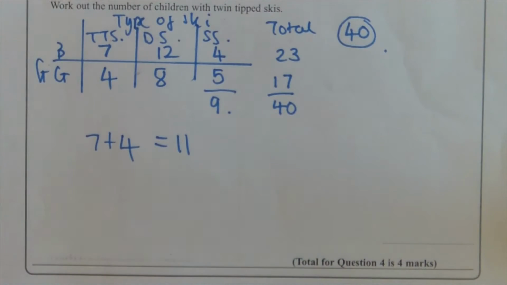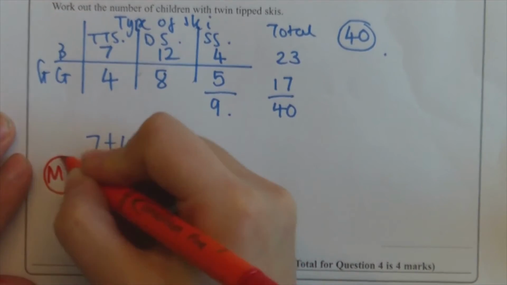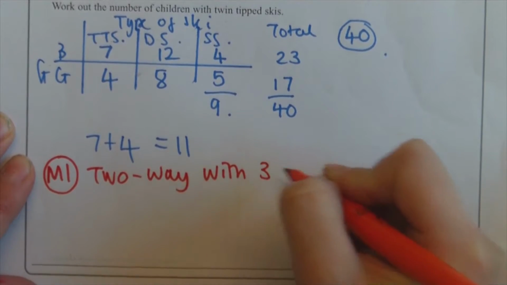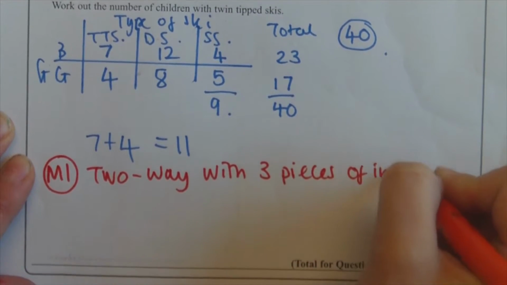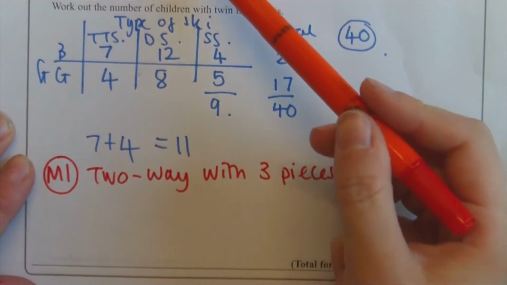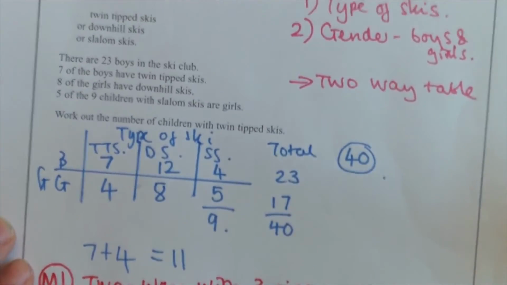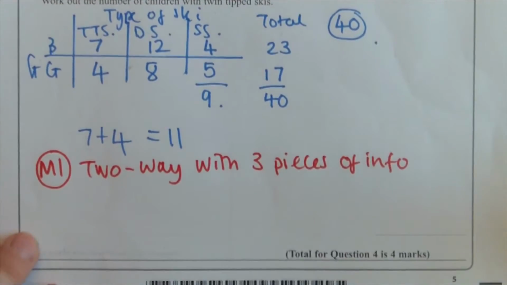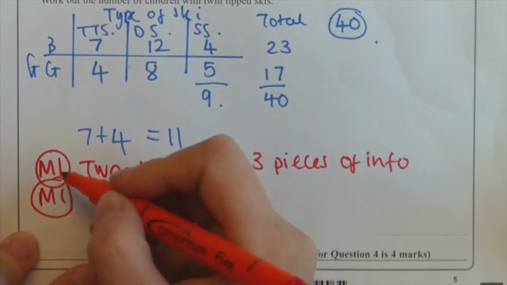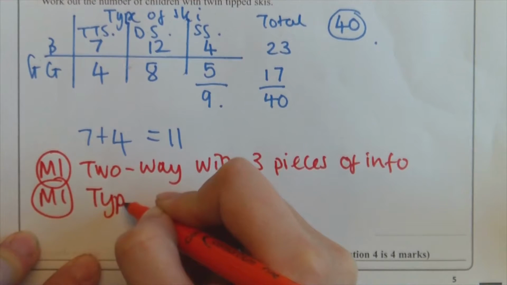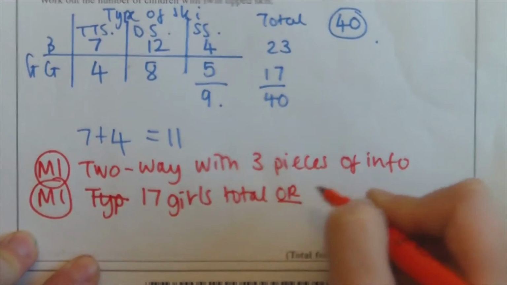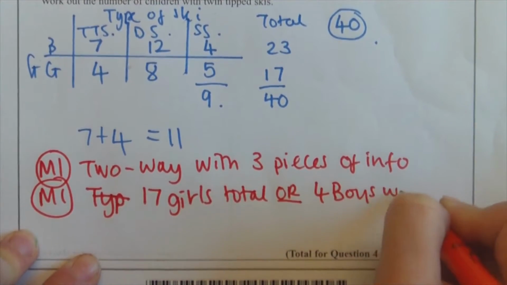Now let's have a look at the mark scheme. This is a 4-mark question. Your first mark is for a 2-way table with at least 3 pieces of information, which is quite easy to do because if we look in the question, they've given us quite a bit of information there. So just using that, you could have filled out the table. That would have got you 1 mark. Your second mark would have been for using that information to find out either 17 girls in total, or 4 boys with downhill skis.